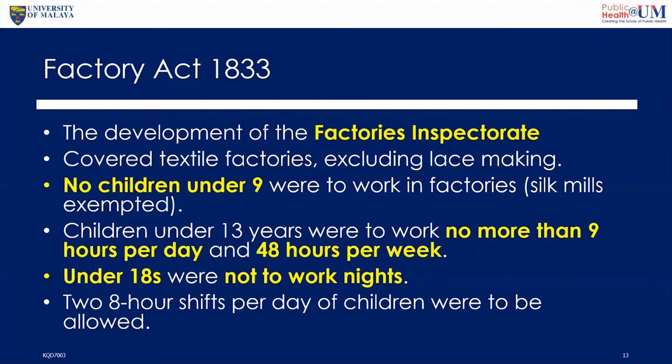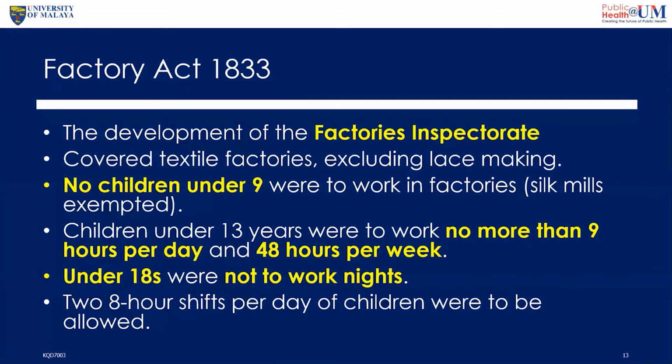problems they faced. So if you look at it earlier, we talked about there's no inspectorate. So in 1833, they started with the Factory Act, development of factory inspectorate, covered textile factories, excluding lace making. No children under 9 were working in factory. Children under 13 years old were to work no more than 9 hours per day or 48 hours per week. Under 18s were not to work at nights. 2 8-hour shifts per day for children were to be allowed.